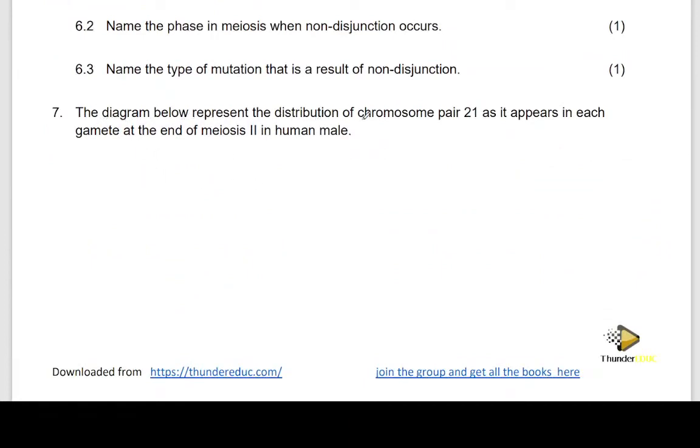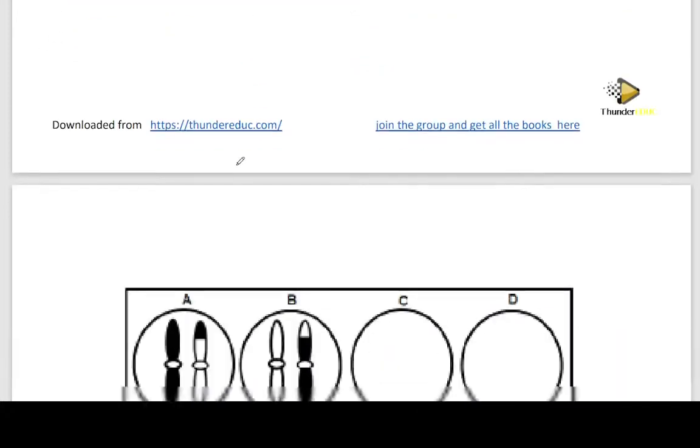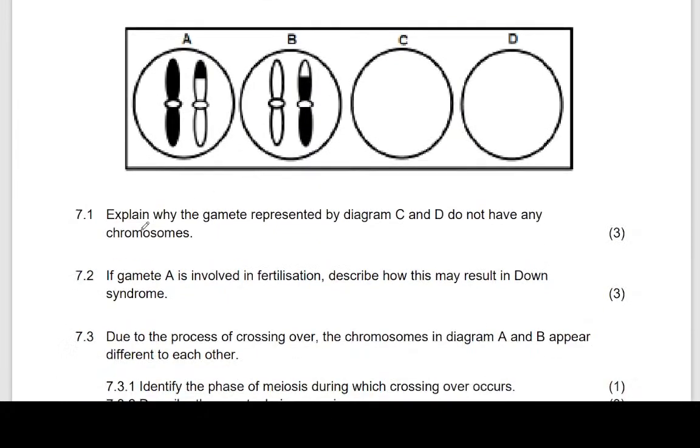The diagram below represents the distribution of chromosome pair 21 as it appears in gametes at the end of meiosis. Let me know if you have any question. Do you have any challenge? Please let me know. I'll answer your question. This is a live session. Let me know so that I can crush that question now, because by the end of this, you must be able to answer all questions concerning meiosis.